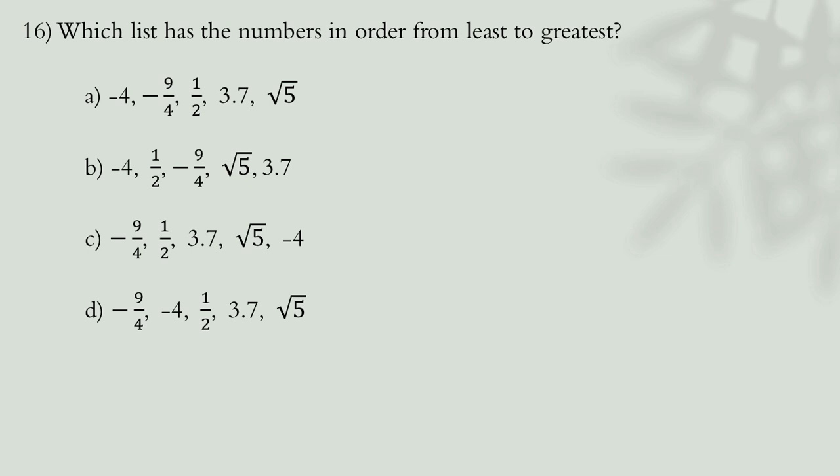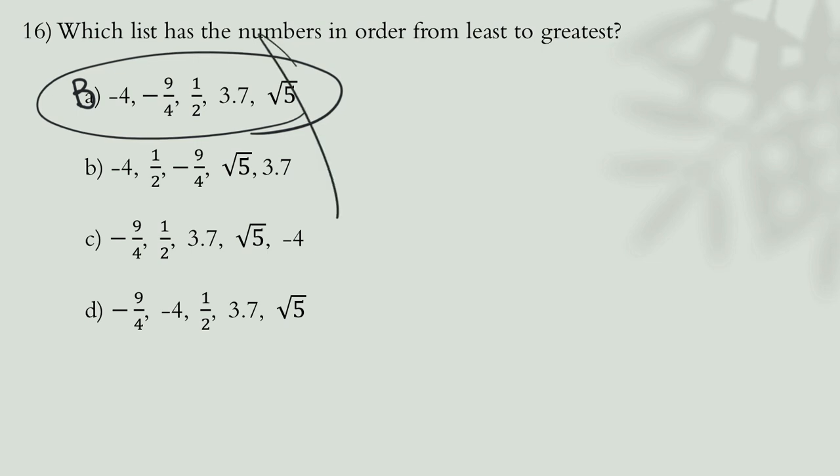Oh, my B is wrong on the screen. It's the one that should match that one, right? That's your B? Okay, yeah, that's your B. Ours is that, but the 3.7 and the square root of 5 are swapped. Your B is B, but then the 1/2 and the negative 9/4 are swapped. Oh, so my whole screen is messed up.